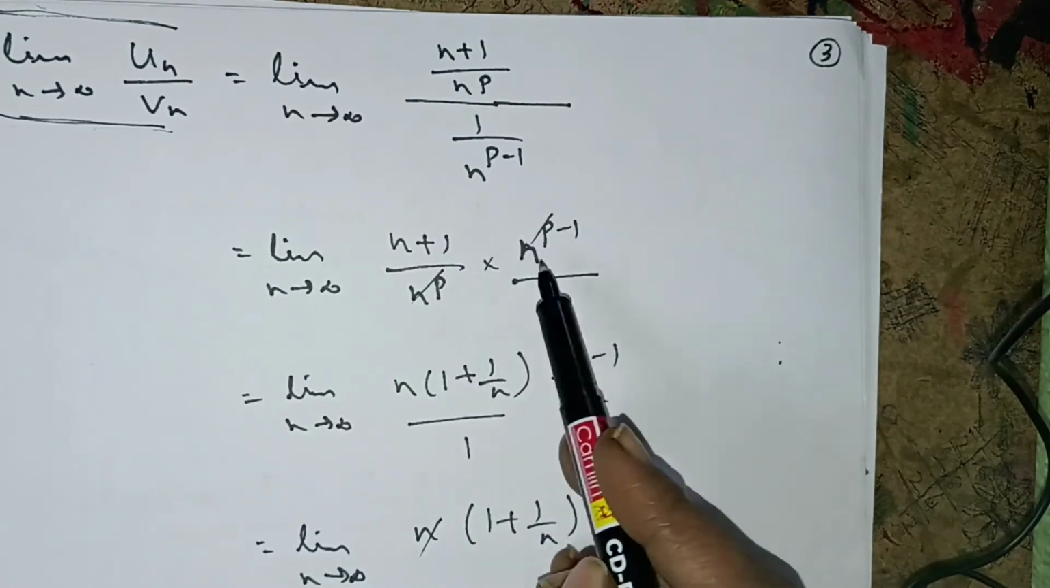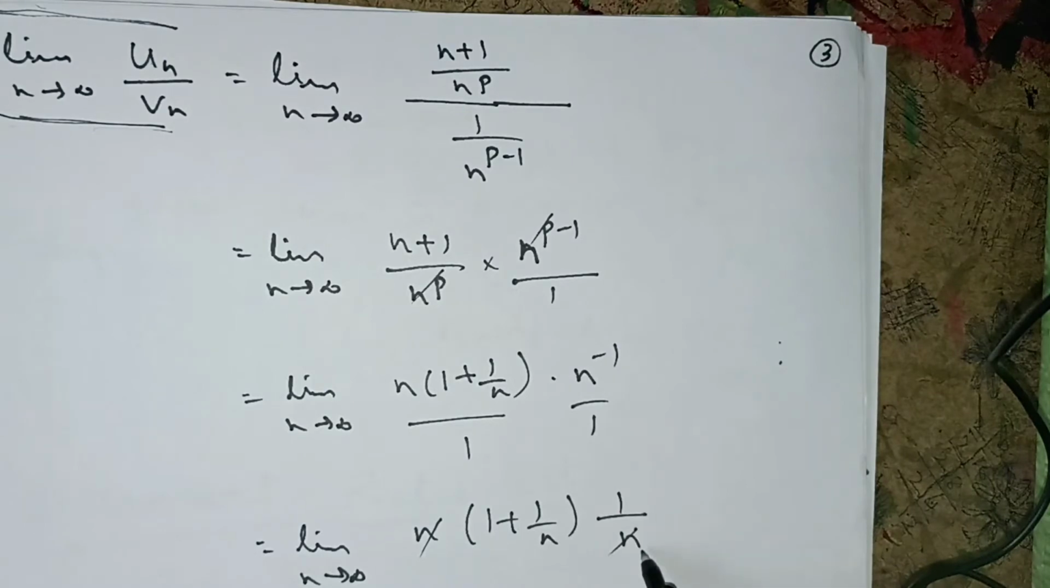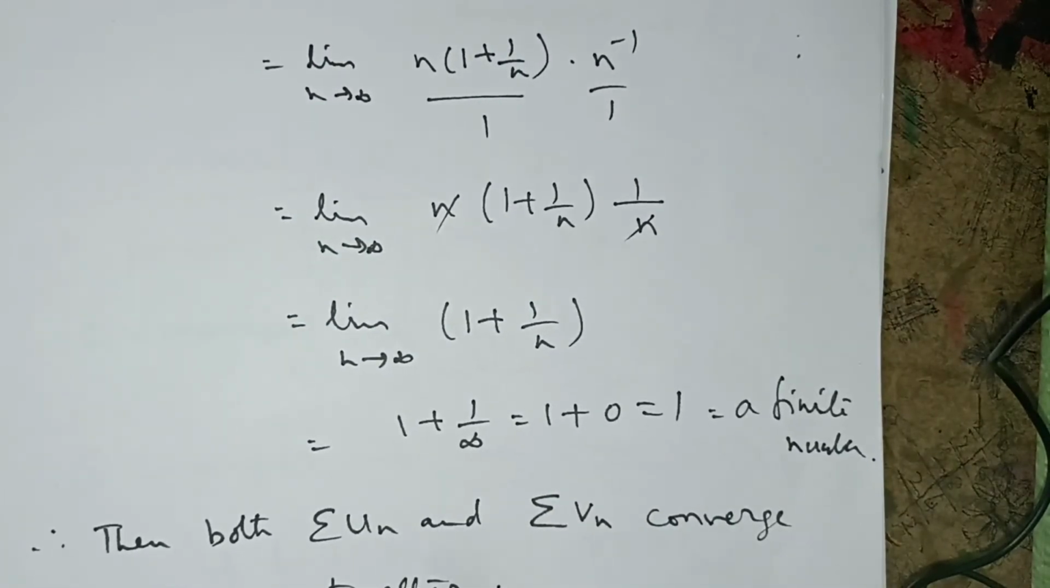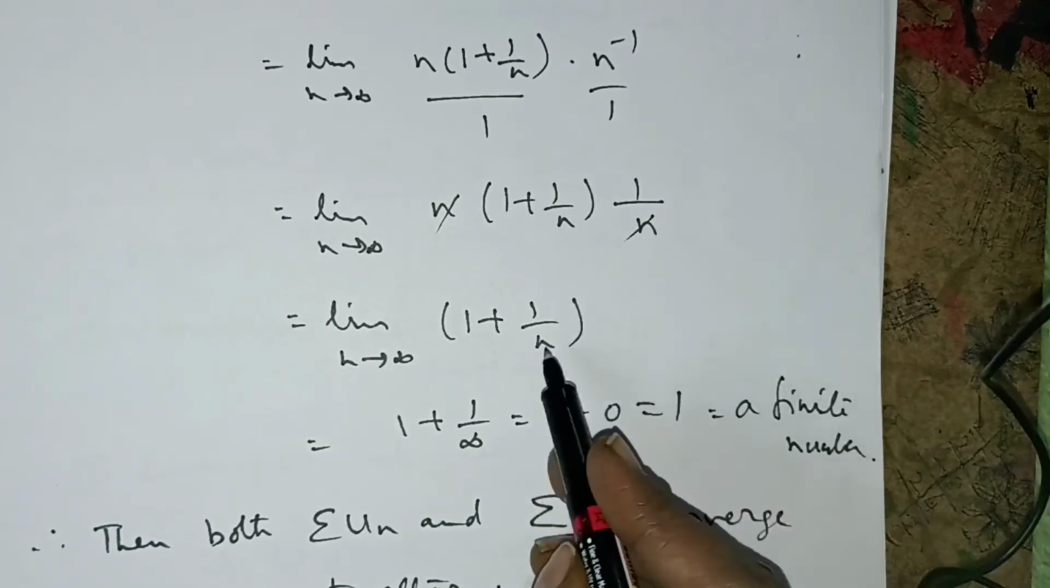If you apply the limit n tends to infinity, 1 by infinity is equal to 0. So 1 plus 0 is equal to 1, a finite number. If you get a finite number like this, what is the meaning of this?